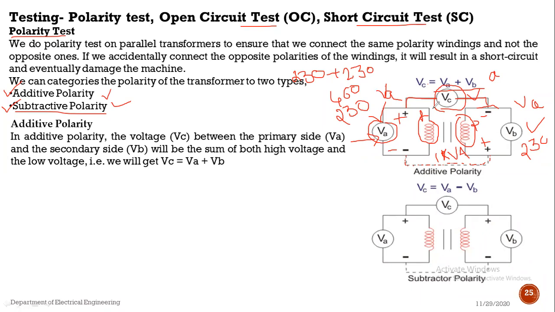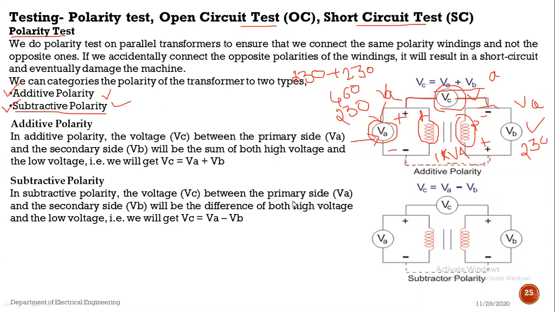That means it will add to each other. So it shows the summation of these two voltages, the sum of the high voltage side and the low voltage side, so VC is equal to VA plus VB. That is called additive polarity.